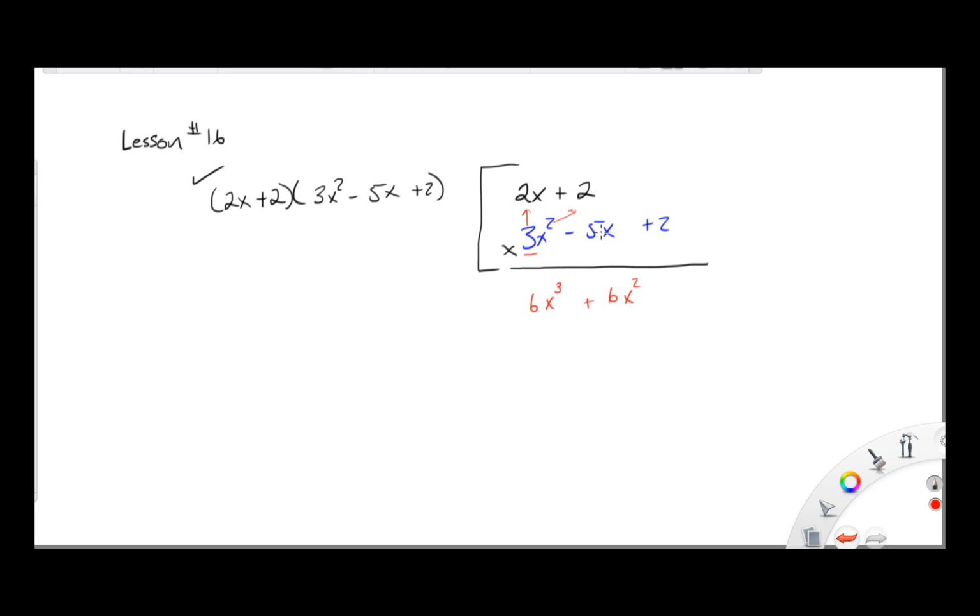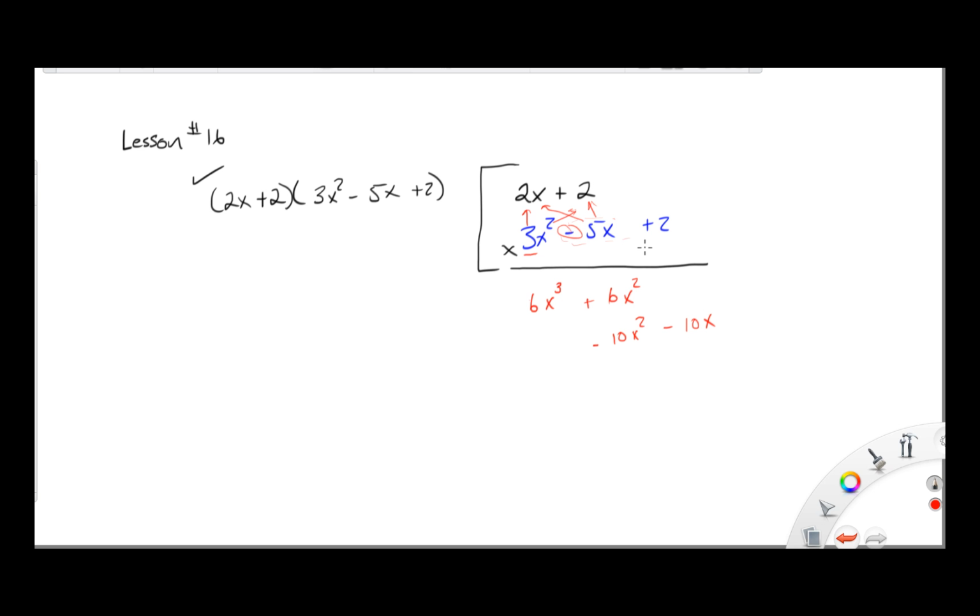Now, we're going to do the same thing with this negative 5. We're going to multiply that by the 2x, okay, across. So it's going to be negative 5x times 2x, which is going to be a negative 10x squared, negative because of this sign right here, okay? And then a negative 5x times 2 is simply minus 10x.